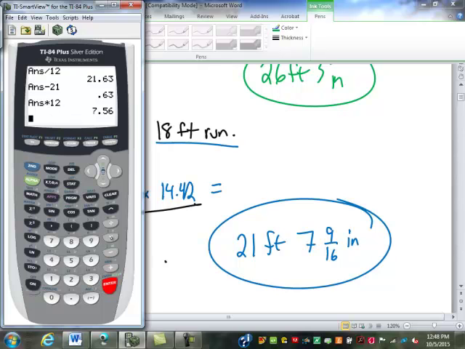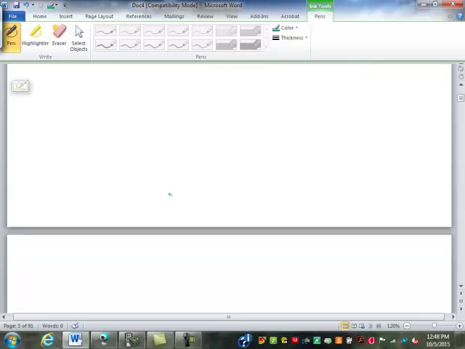What's that? I said 18 was a span. No, 18 is the rod. Yep. So I'm going to subtract 7 and then times 16 for 16ths. So 9.6. So I want you guys to try one.